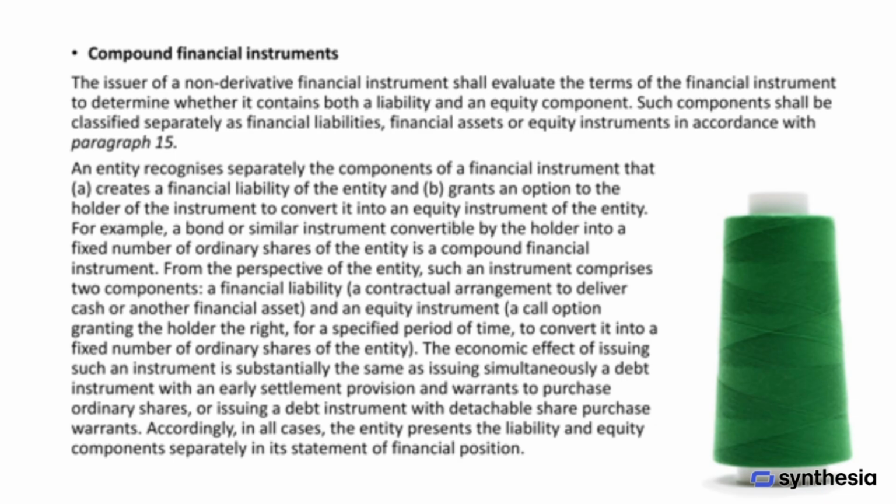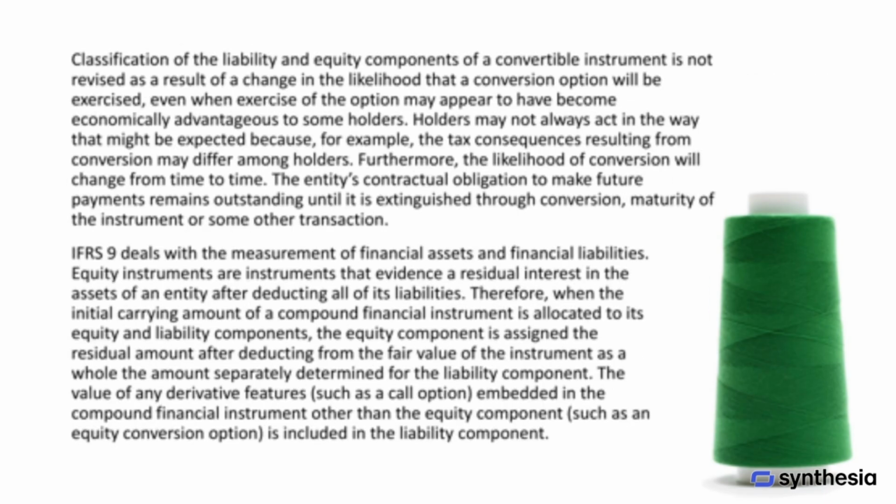The first is a financial liability, which represents the obligation to deliver cash or another financial asset. The second is an equity instrument, which is essentially a call option granting the holder the right to convert the bond into ordinary shares. The economic effect of issuing such an instrument is similar to issuing a debt instrument with detachable share purchase warrants. Therefore, the issuer presents the liability and equity components separately in the statement of financial position.